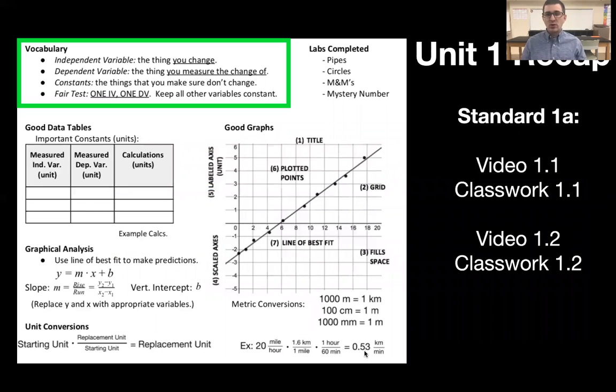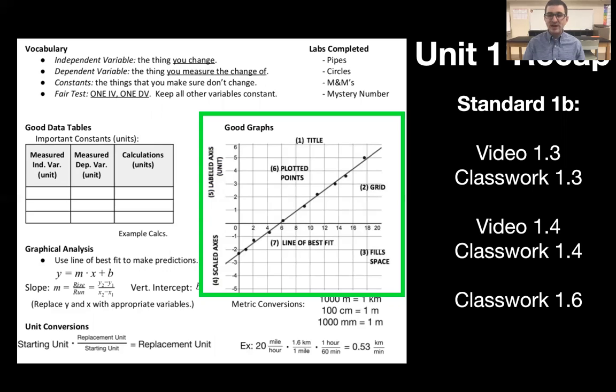So first, with standard 1A, you can see all the fair test vocabulary up at the top. And if you want to practice that or review it, you can go to video 1.1 or video 1.2. But here is just sort of your brief summary of fair test. The most important thing here is that there's 1 independent variable, which is the thing that the scientist changes on purpose, 1 dependent variable, which is the thing that they measure or observe the change in, and then everything else is constant, and that's what makes a fair test.